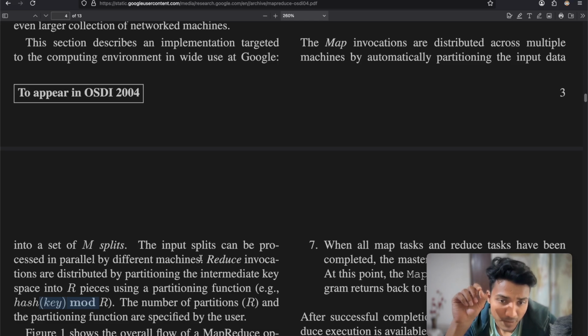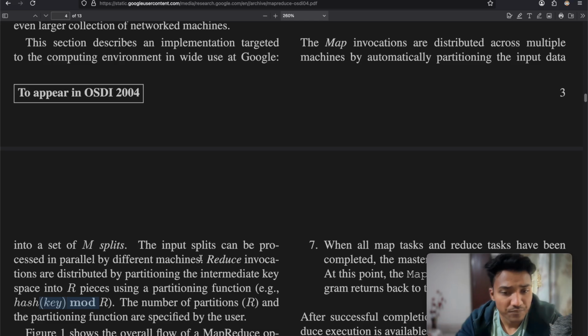Okay, so basically they're saying that the partitioning function here is nothing more than a way to say, okay, we have all the intermediate keys, now how do we want to group them? In this case, the example they gave is hash of key mod R. So let's just say R is 10. If we want to partition into 10 respective splits, we can just take the hash of the key and mod it by R.